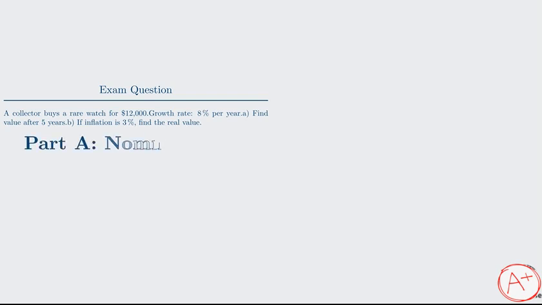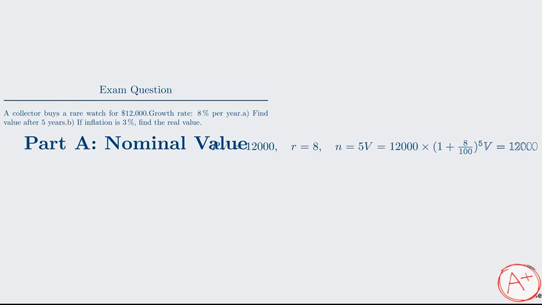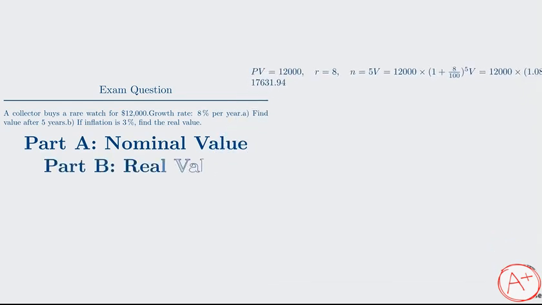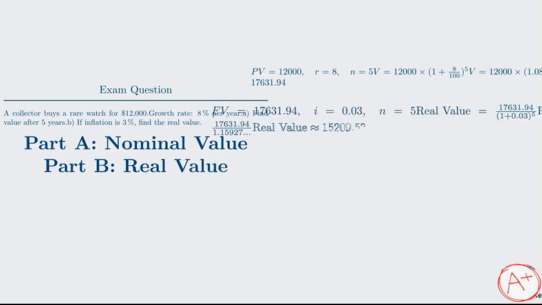For Part A, we treat the increase like compound interest. The watch is now worth $17,631.94. For Part B, we take our answer from Part A and deflate it. Note that while the nominal gain is over $5,000, the real gain in purchasing power is only about $3,200. Identifying that Part A's result becomes the future value for Part B is the key logic here.